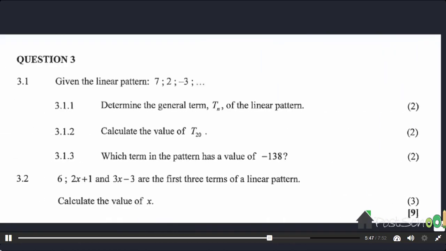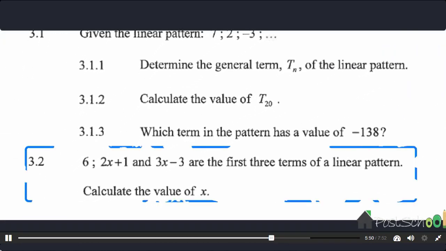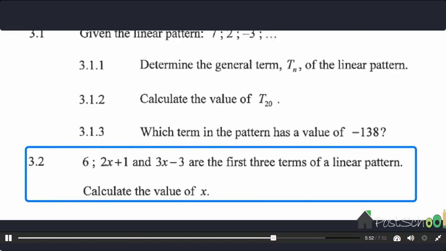Okay, so now 3.2: 6, 2x plus 1 and 3x minus 3 are the first three terms of a linear pattern. We all know that a linear pattern has constant differences. We have to calculate the value of x from this question. So let's write our sequence as it is: we have 6, 2x plus 1, and 3x minus 3. Let's get the difference.